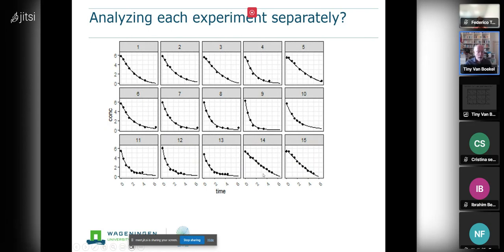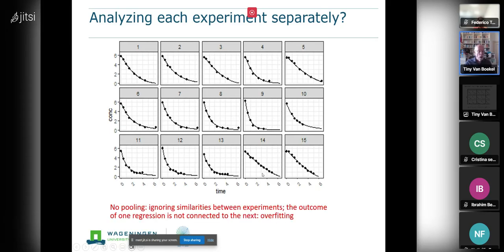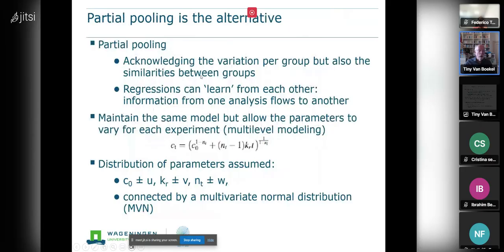If you analyze each experiment separately, this is what is done here, you see that you can actually fit each experiment quite nicely. But what you do now is that you ignore the differences. So look at this, for instance, 13 and 15. They are completely different, but you just ignore that. And if you do that, this results in overfitting. You are putting too much trust on each experiment. So therefore, partial pooling is the alternative, where, as I just mentioned, you acknowledge that each group has different variation, but you also make it possible that regressions inform each other.